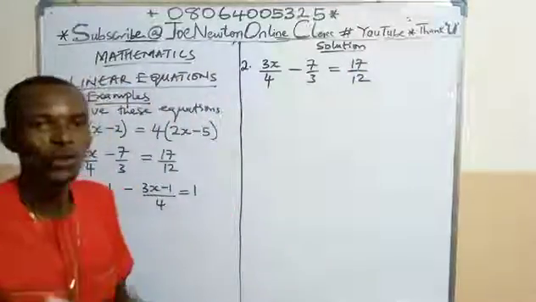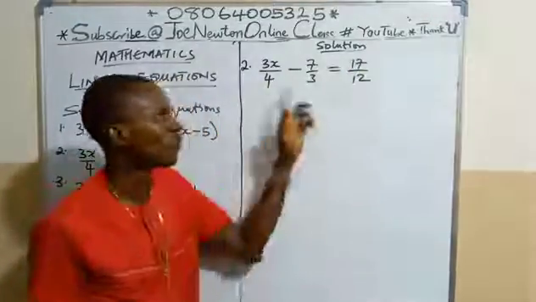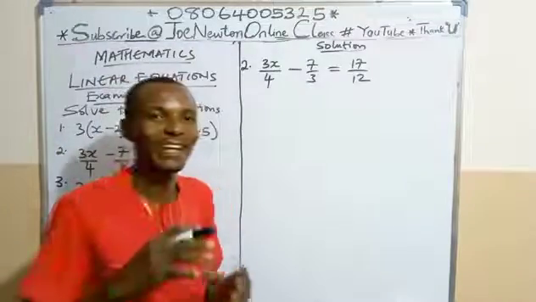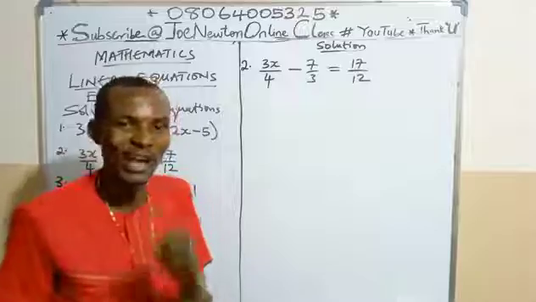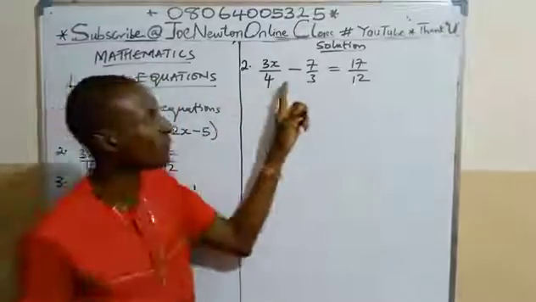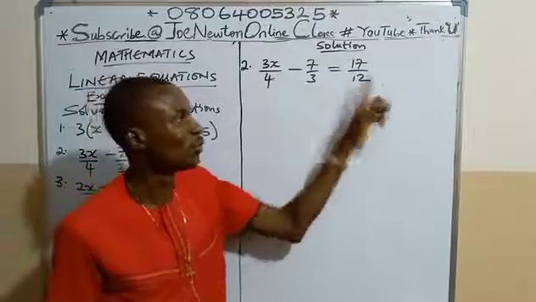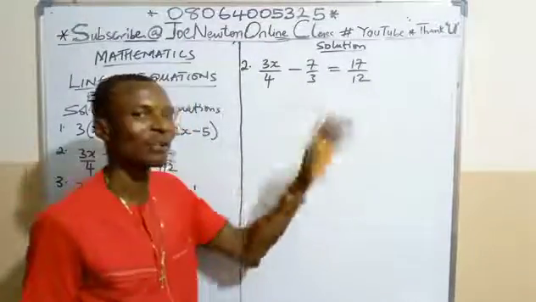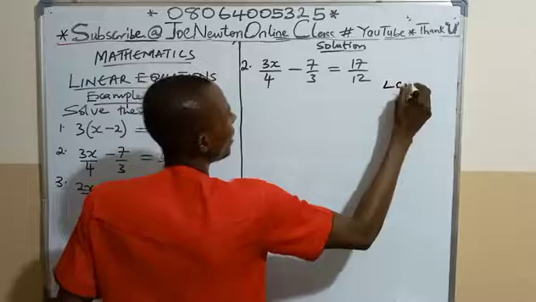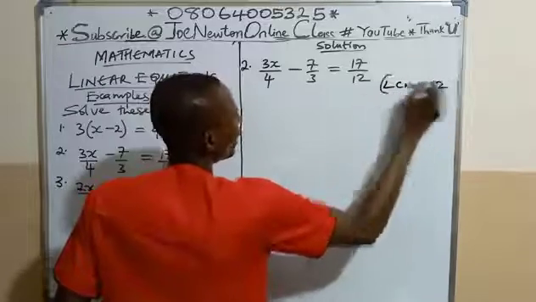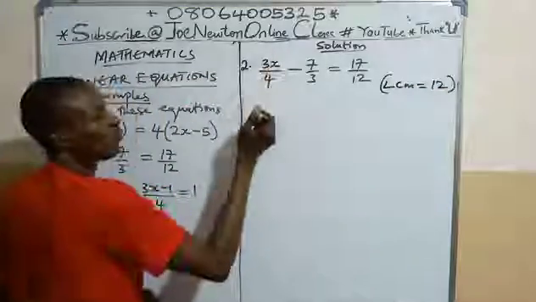Now this is an equation with fractions. The first operation here is to find the LCM of the denominators. When you find the LCM, you now use the LCM to multiply all the fractions, all the terms individually, all through, both left and right. Now, the LCM here is what? 12. That's the LCM. So we multiply through with the LCM.